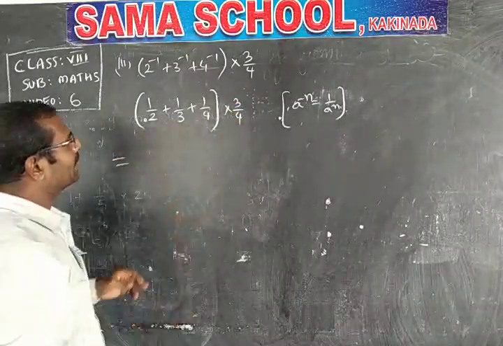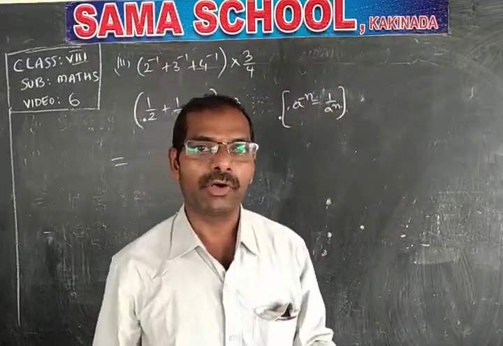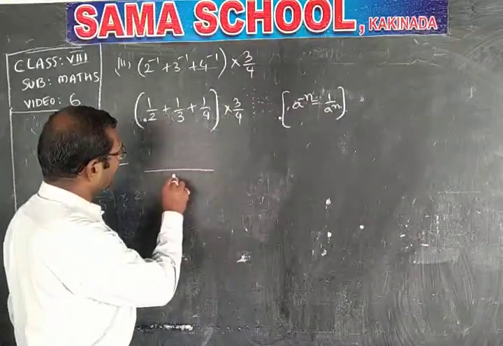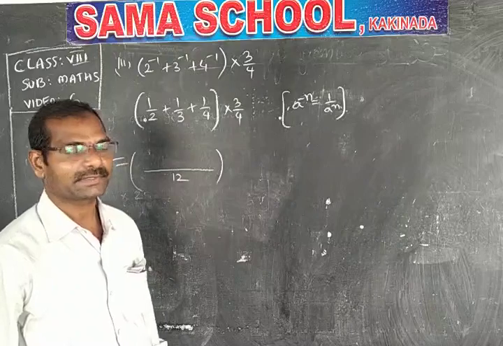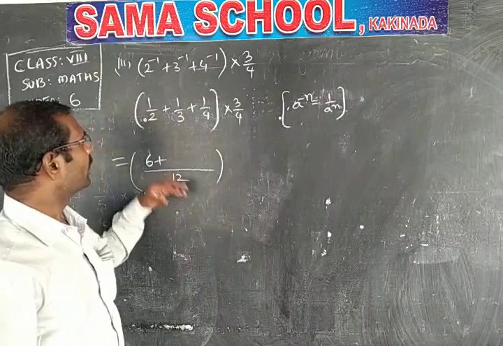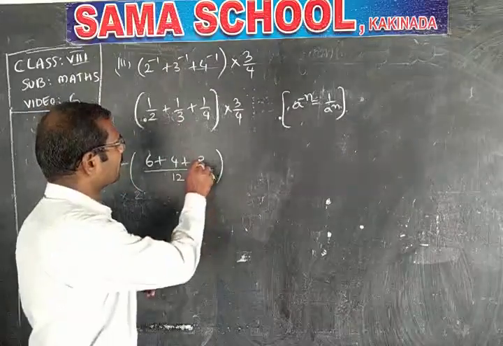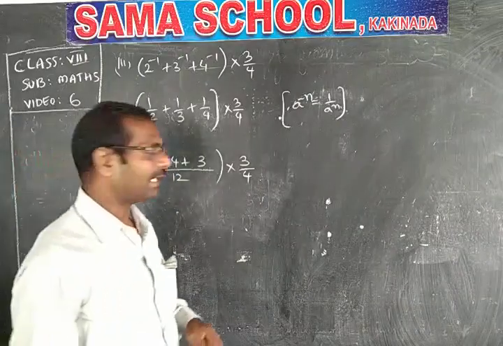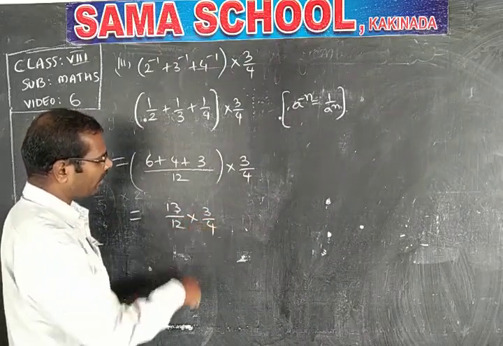Again you can write with the LCM of 2, 3 and 4. 2 and 4 have LCM 4. 3 and 4 are co-primes, so 3 into 4 is equal to 12. So the LCM here is 12 only. 2 in 12 goes 6 times, 6 into 1 is 6. 3 goes 4 times, 4 into 1 is 4, plus. 4 goes 3 times, 3 into 1 is 3, into 3 by 4. 6 plus 4 is 10, 10 plus 3 is 13. So 13 by 12 into 3 by 4.